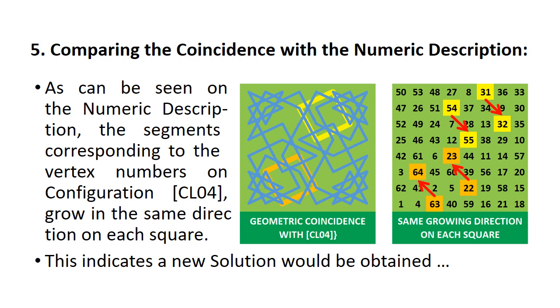5. Comparing the coincidence with the numeric description. As can be seen on the numeric description, the segments corresponding to the vertex numbers on configuration CL04 grow in the same direction on each square. This indicates a new solution would be obtained.